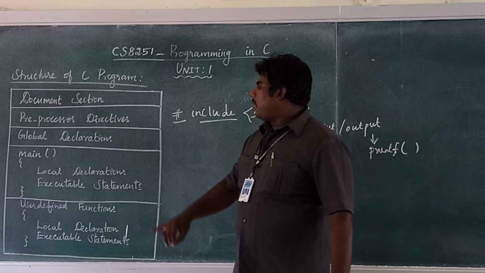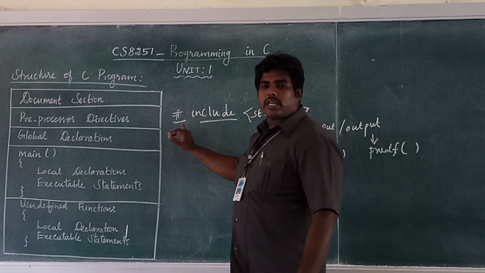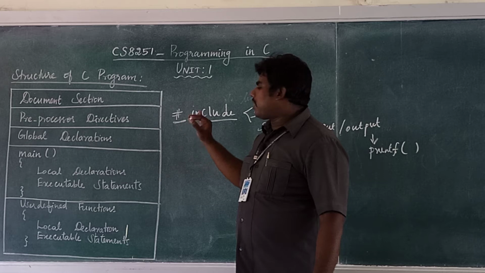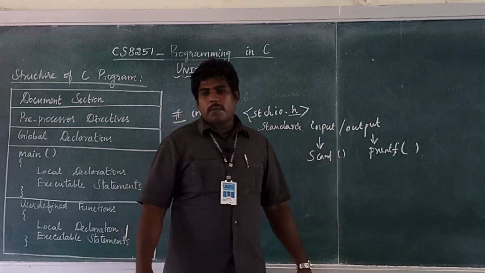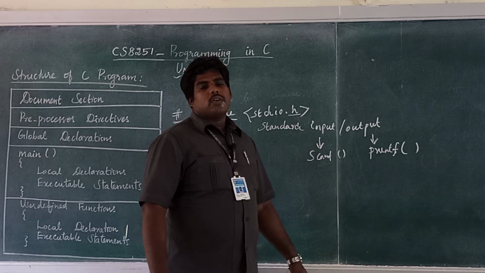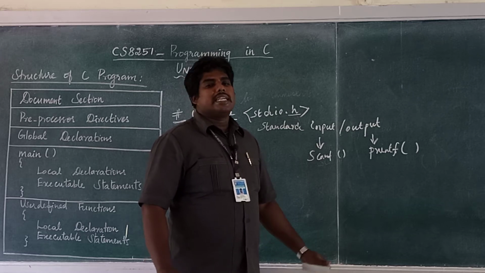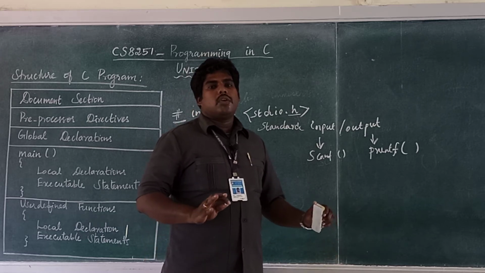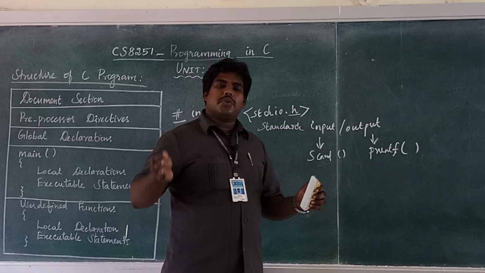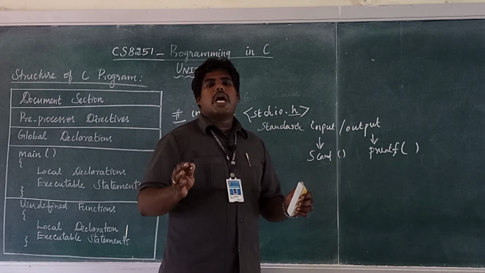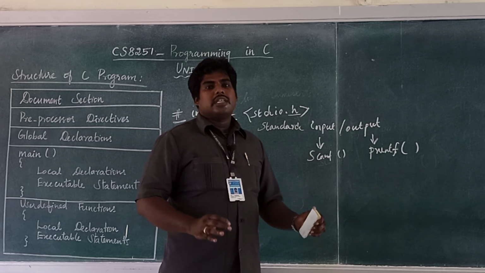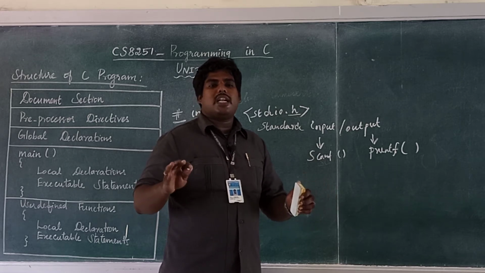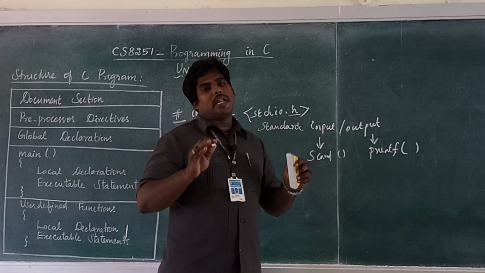Okay. Your preprocessor directive is the first line. The next one is global declaration. What is declaration first? Declaration is nothing but the variables you are using in the program. You have to declare the variables first. That means you have to tell what type the variable belongs to.